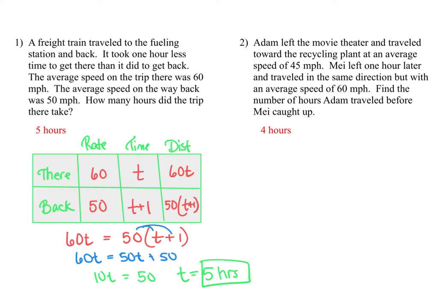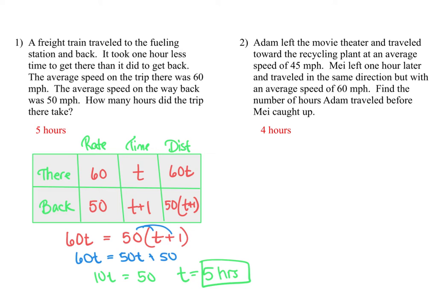For number 2, he traveled towards the recycling plant. May left 1 hour later and traveled in the same direction, but with an average speed of 60. Find the number of hours Adam traveled before May caught up. All right? So in this case, they're both leaving at the same point and they're both ending at the same point, but one left later. Okay? And so we're going to do the same thing here.